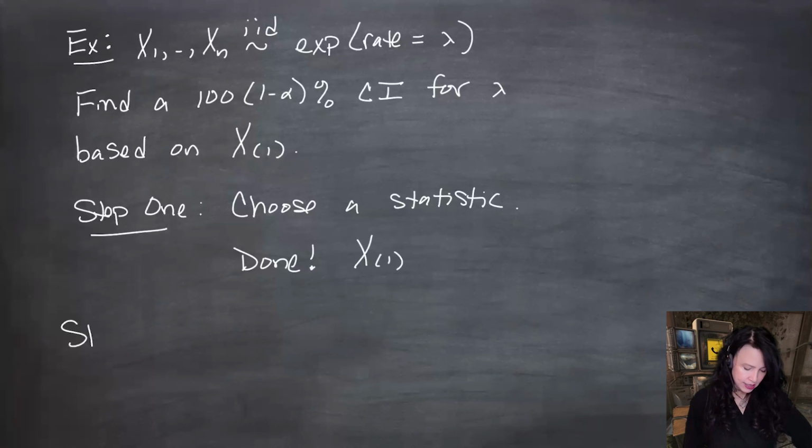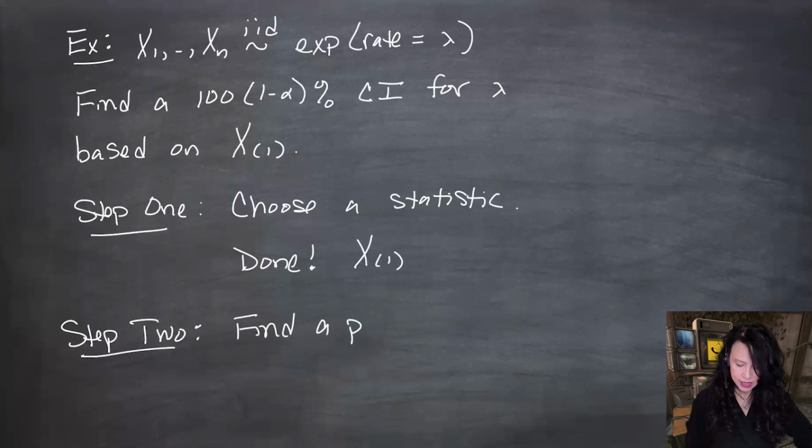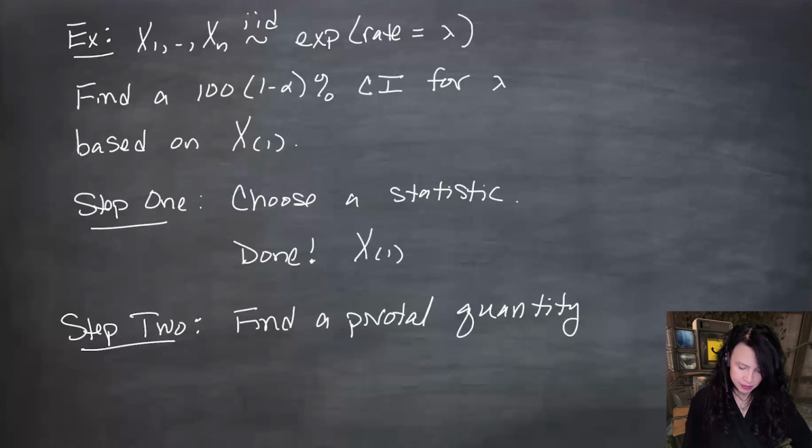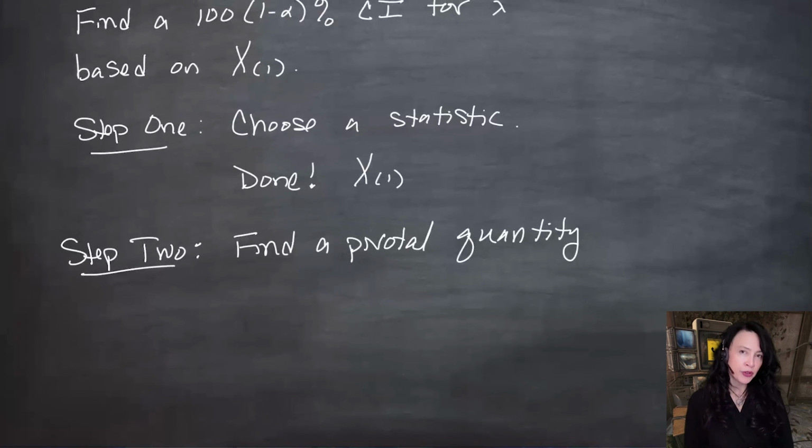All right. Step 2 is to find a pivotal quantity. Recall that this is going to be some function of the statistic and the unknown parameter, in this case lambda, whose distribution is known to us and not depending on any unknown parameters. Not only do we have to name the distribution, but it can't involve lambda. We can't say the distribution is this with a lambda in it because that's not useful.